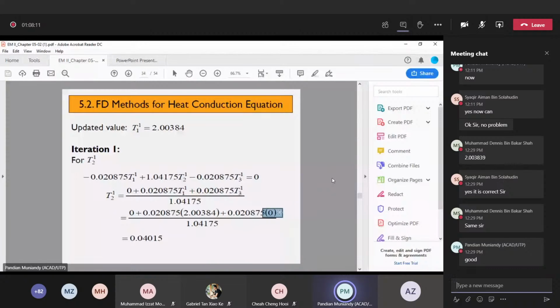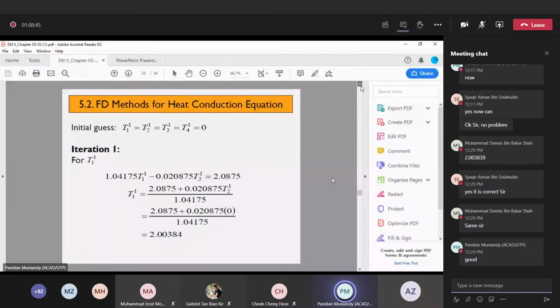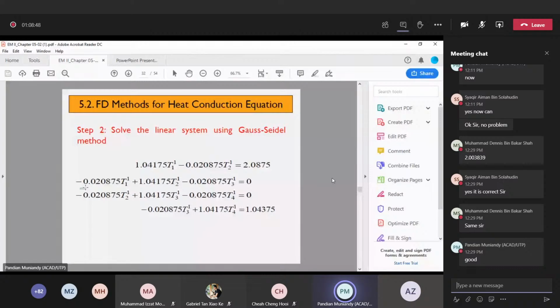This way, this iteration. So now you take your calculator and calculate 0.020875 multiplied by 2.00384 plus 0 divided by 1.04175, and you get this value. This is T2 superscript 1, that's okay: 0.04015. This is from the second equation. Now go to the third equation, this one to find T3. So T2 is already found. Now T3.